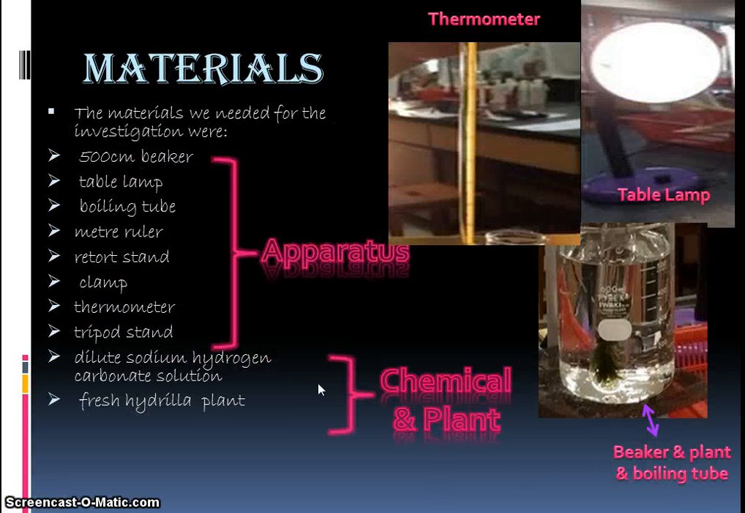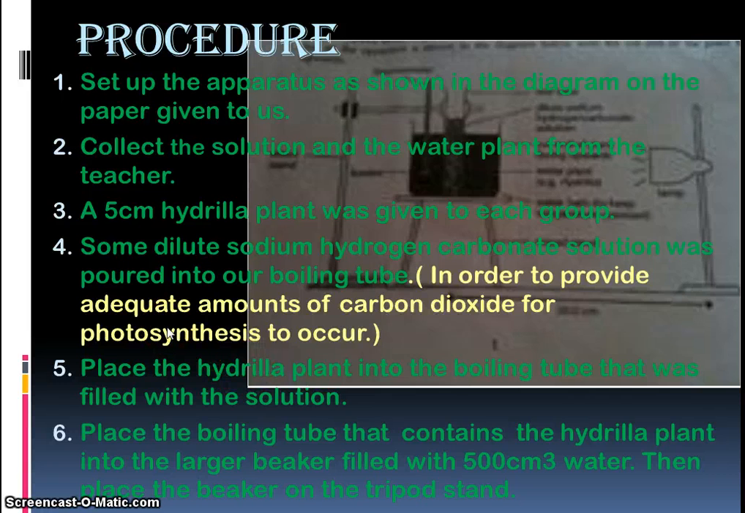This is the material we needed for the investigation: 500 cm³ beaker, table lamp, boiling tube, meter ruler, retort stand, clamp, thermometer, tripod stand, sodium hydrogen carbonate solution and hydrilla. The procedures are: first, set up the apparatus as shown in the diagram on the paper given to us. Second, collect the solution and the water plant from the teacher.